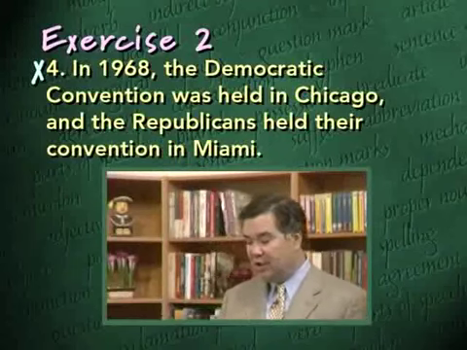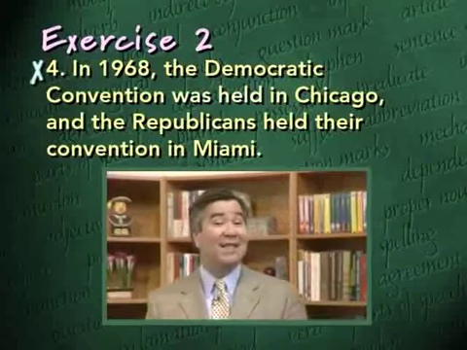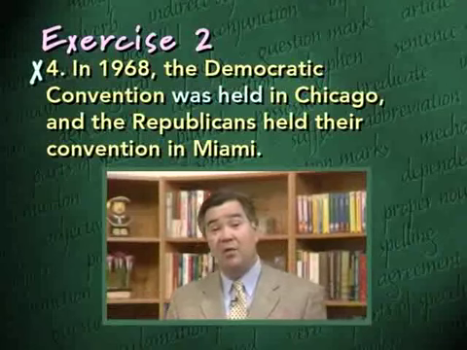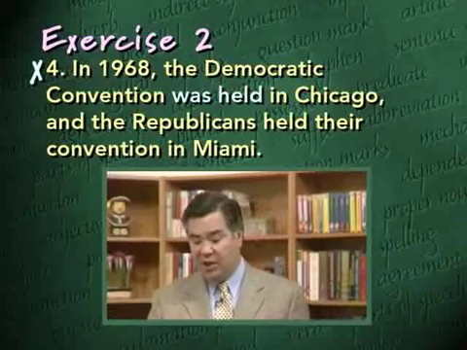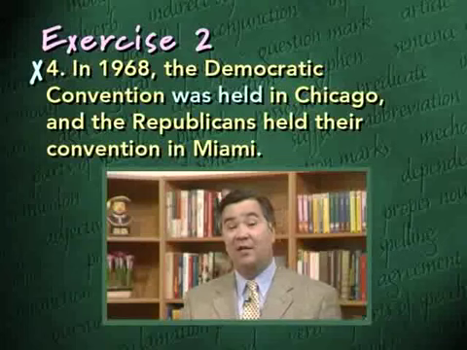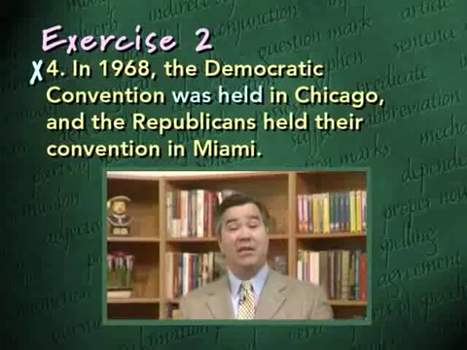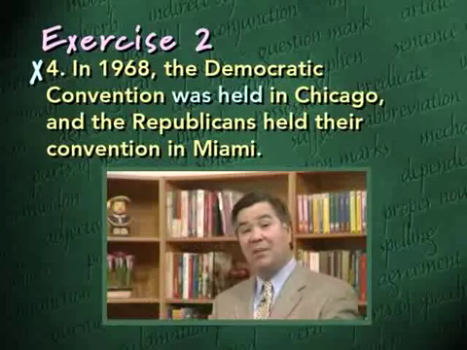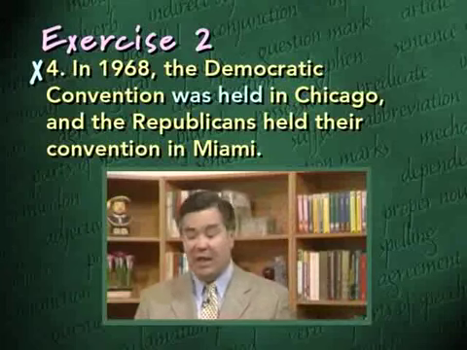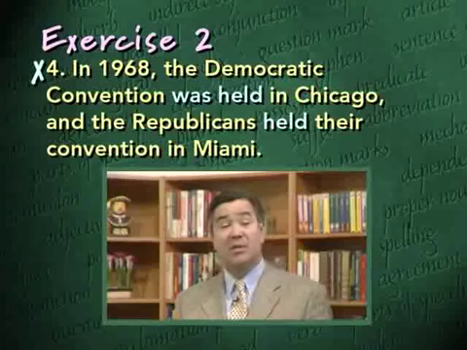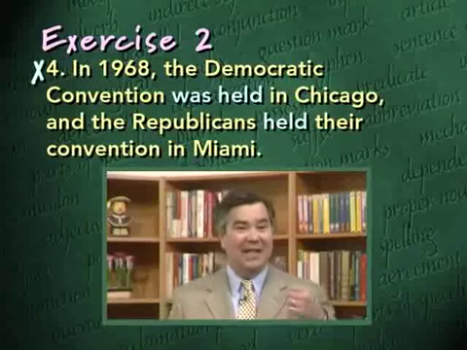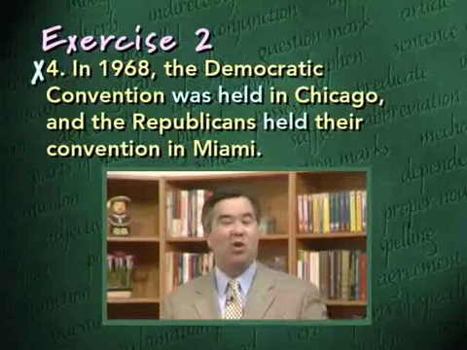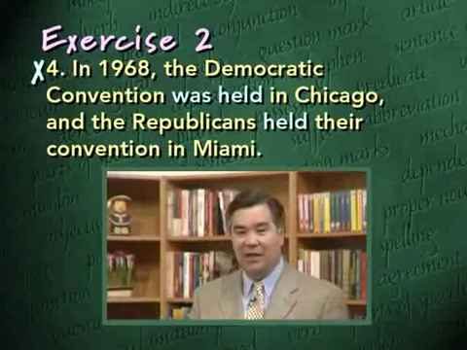Notice the first clause, the Democratic Convention was held in Chicago. Here we have the subject of the verb, the Democratic Convention, passively receiving the action of being held. However, the similar action described in the second clause is described using the active verb. Here, the subject of the verb, Republicans, is actively performing the action of holding the convention.